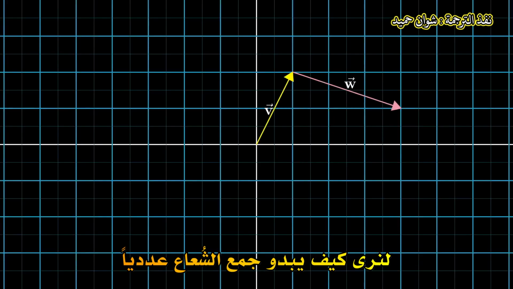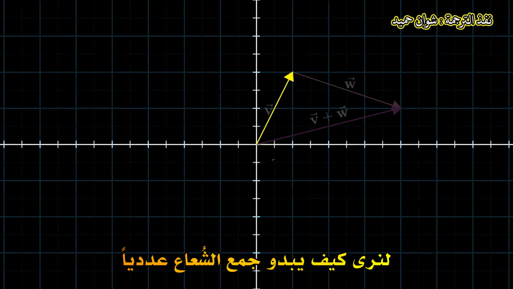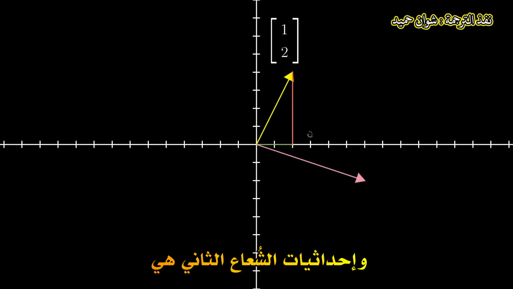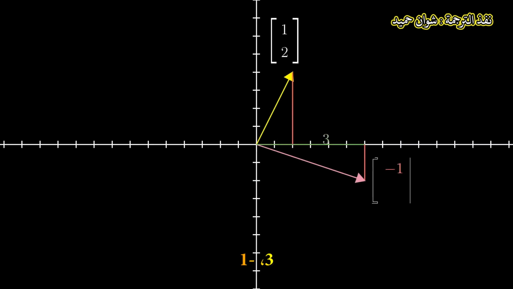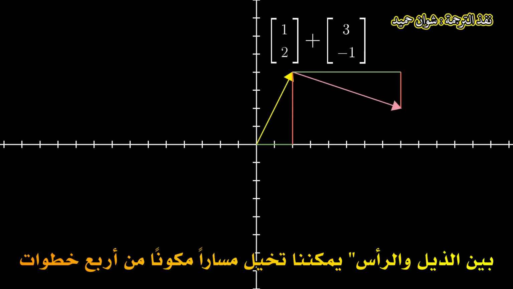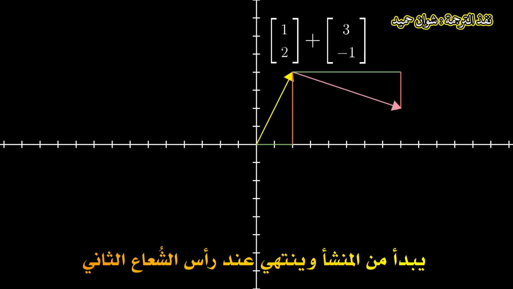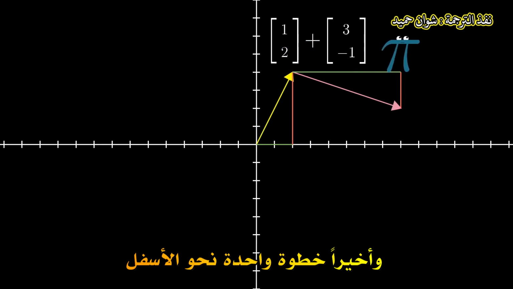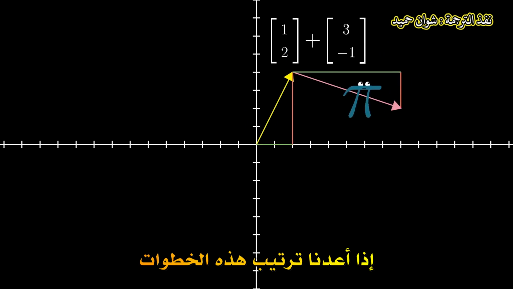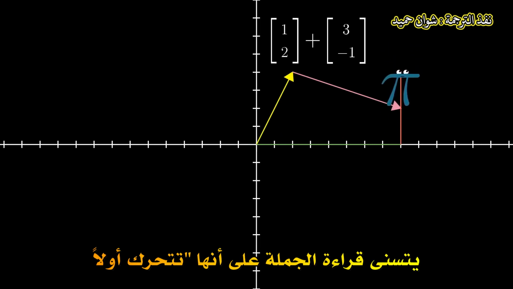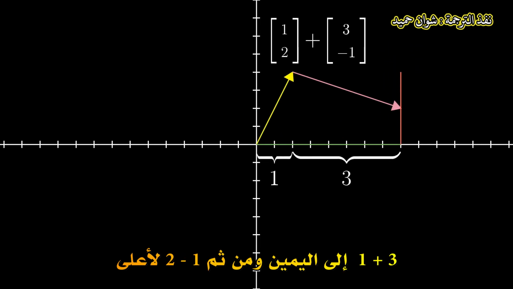In fact, let's see how vector addition looks numerically. The first vector here has coordinates 1, 2. And the second one has coordinates 3, -1. When you take the vector sum using this tip-to-tail method, you can think of a 4-step path from the origin to the tip of the second vector. Walk 1 to the right, then 2 up, then 3 to the right, then 1 down. Reorganizing these steps so that you first do all of the rightward motion, then do all the vertical motion, you can read it as saying, first move 1 plus 3 to the right, then move 2 minus 1 up.